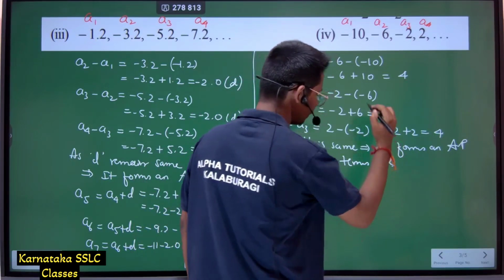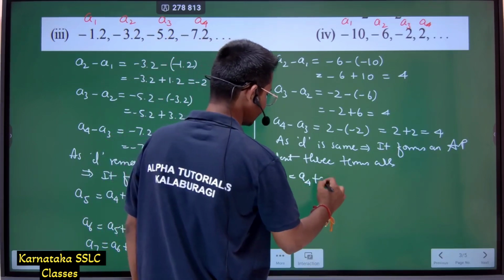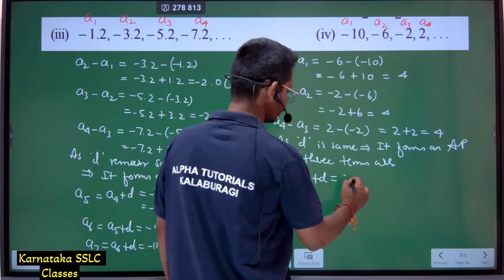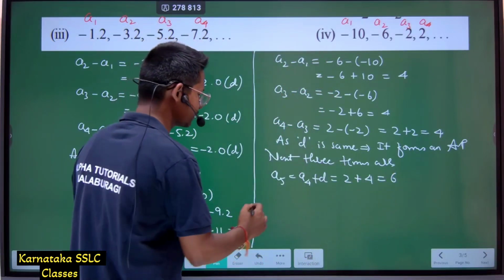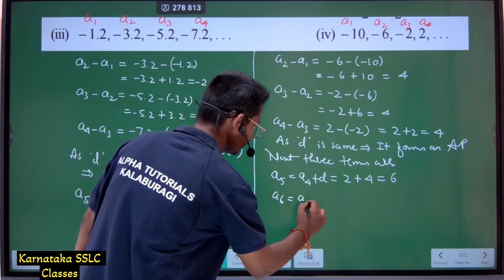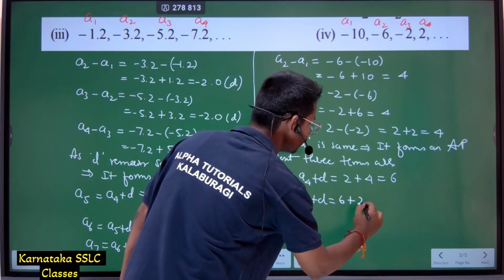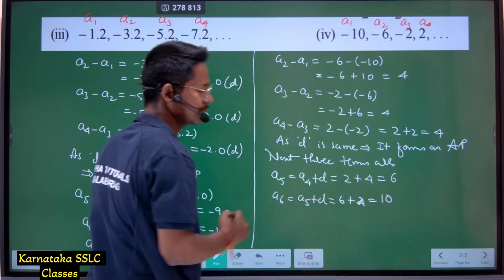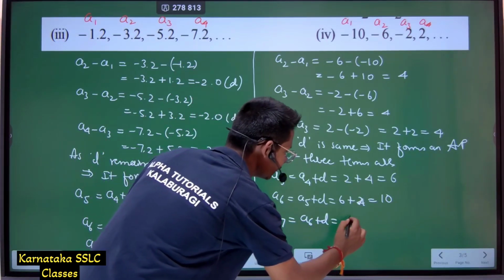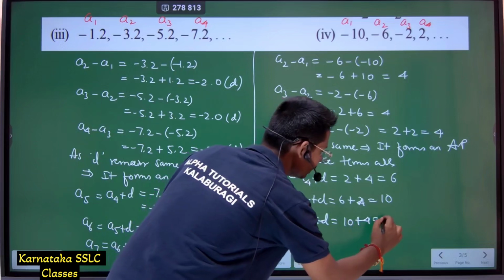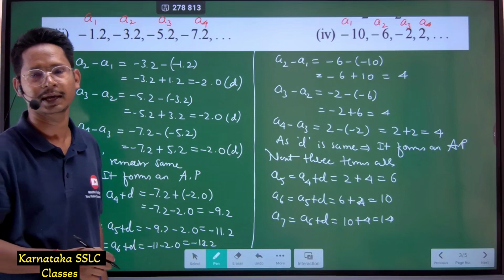The next three terms are: A5 is nothing but A4 plus D. What is A4? It is 2 plus, what is D? 4. So it is simple addition, 6. A6 is A5 plus D. A5 just now we got 6 and D is 4, so it is going to be 10. Finally A7 equals A6 plus D, nothing but 10 plus 4, which is going to be 14. I think it is very clear. I'm just following the definition of an AP, correct?